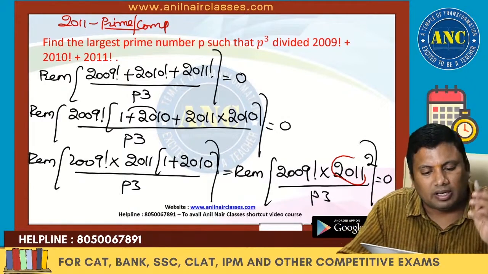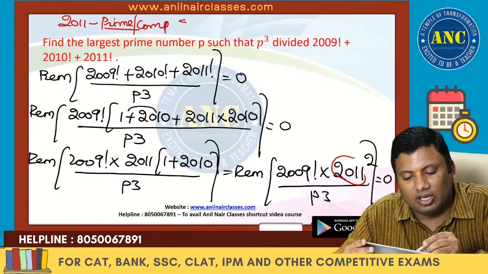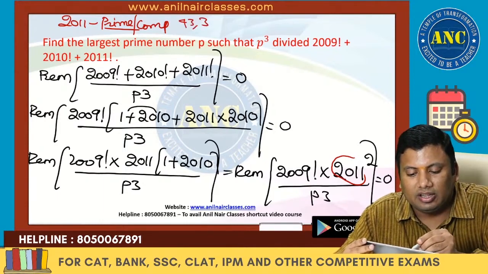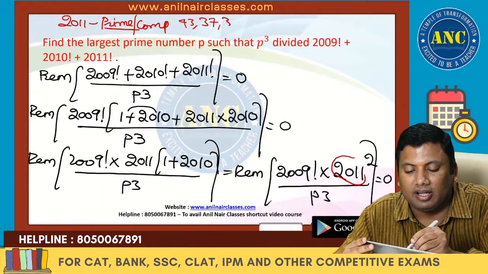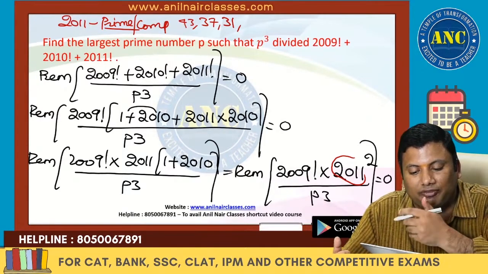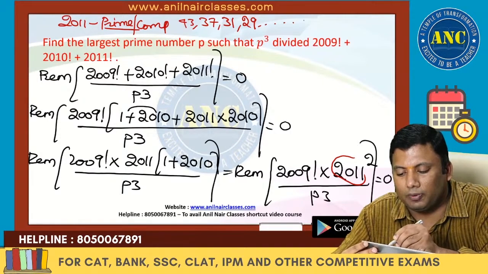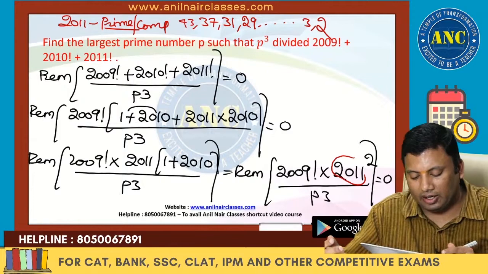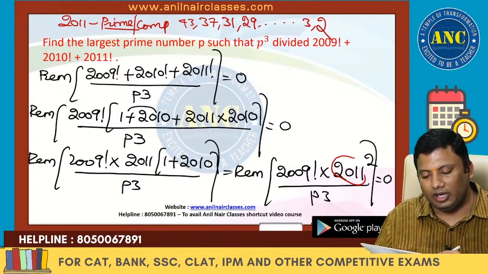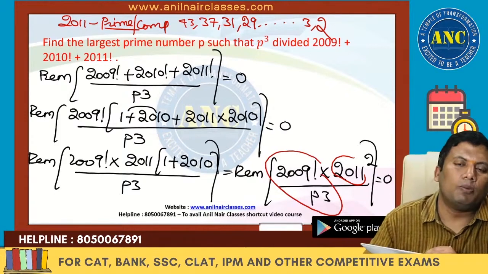44 square is 1936. So this is nothing but 43, this is 37, this is 31. I am writing all the prime numbers less than 44: 43, 41, 29 and so on up to 3, 2. Check it out. If not, what we will do is 2009 factorial should be divisible by a cube of a prime number.